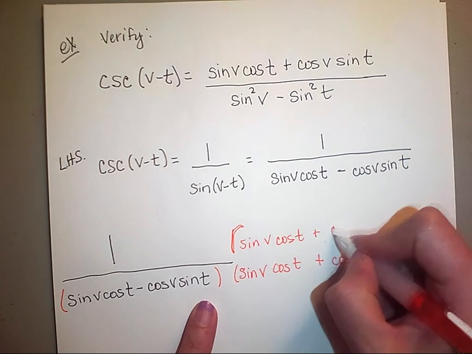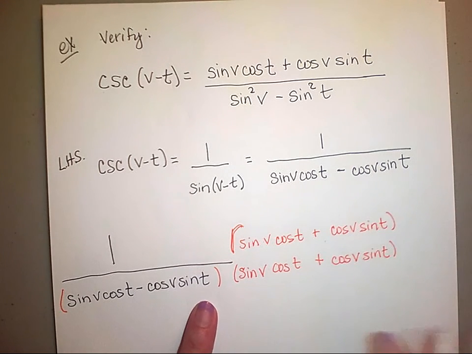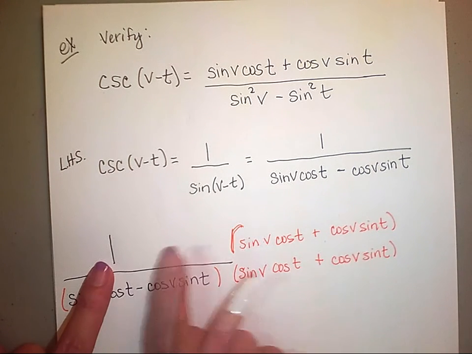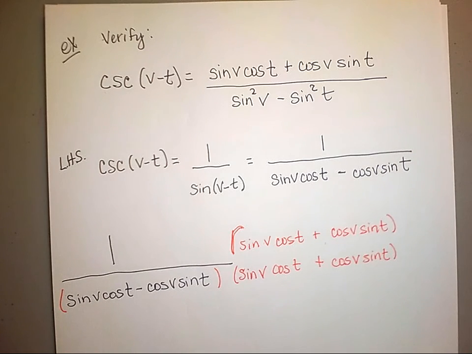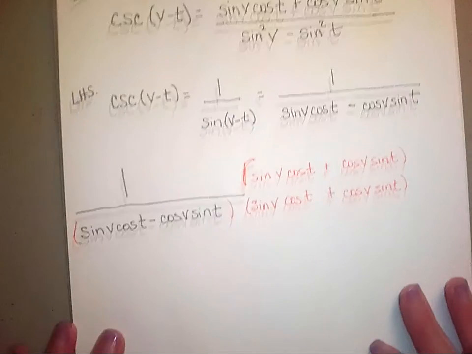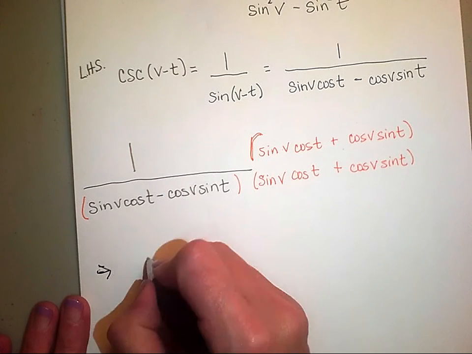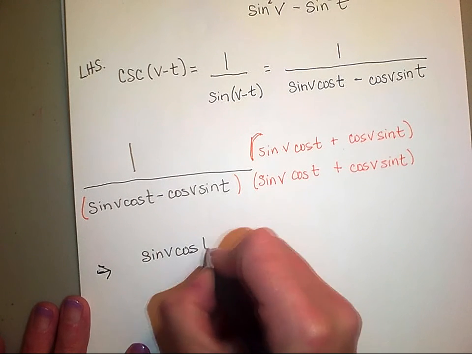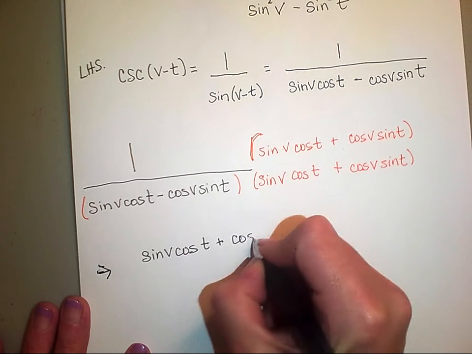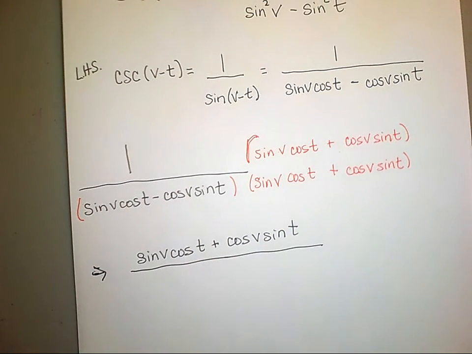Sine of v cosine of t plus the cosine of v sine of t. Okay. And that's going to be really good because when I multiply 1 times that, I'm going to get this. Okay, so we're on the right path. Okay. So this becomes sine of v cosine of t plus cosine of v sine of t.